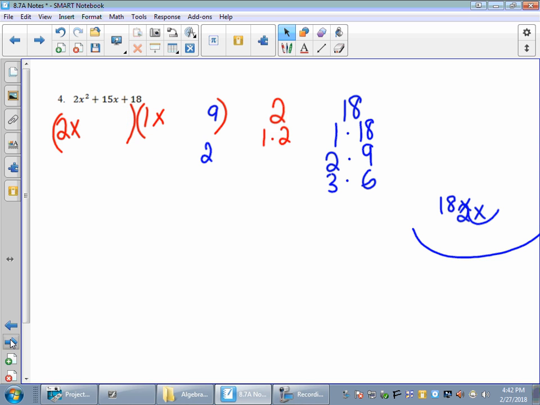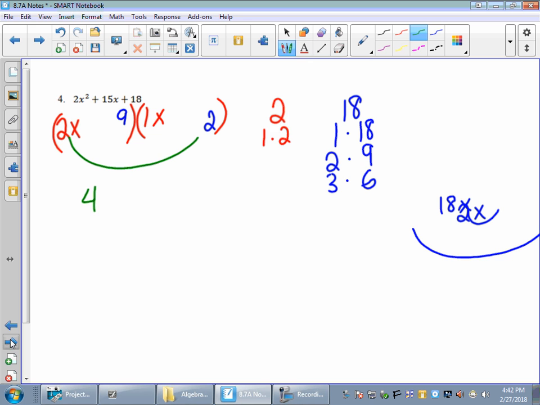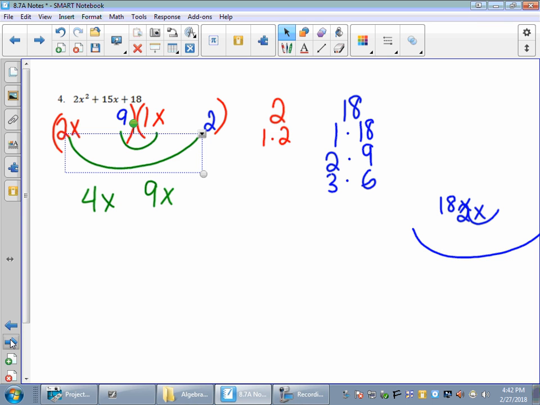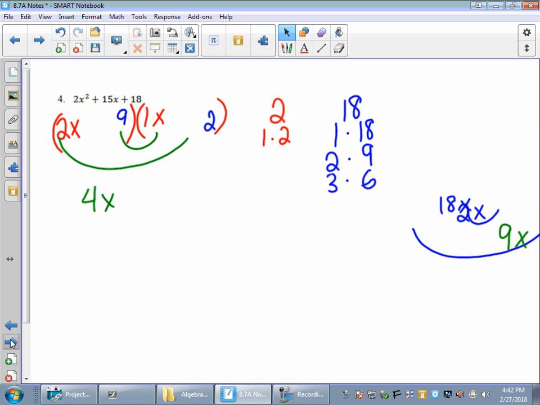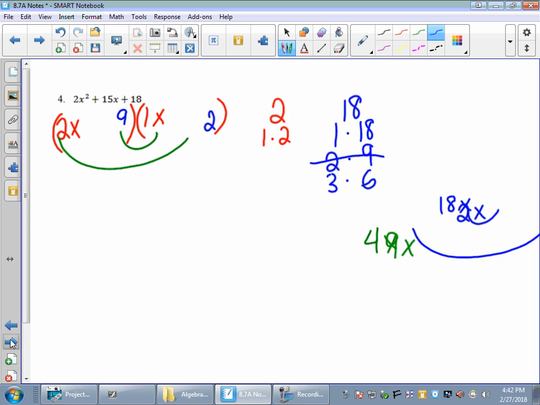All right, what if I tried 9 here and 2 there? I go through, 2 times 2 gives me 4x. 9 times x gives me 9x. Do those add to get me to 15? No, they definitely do not. So again, I can go ahead and get rid of those. Well, I tried both options for positive 2 and positive 9, so I can go ahead and cross that out.